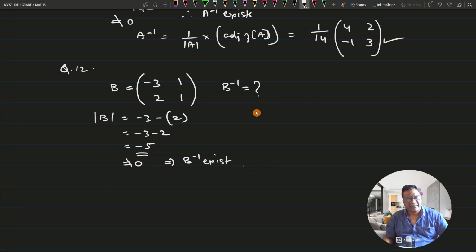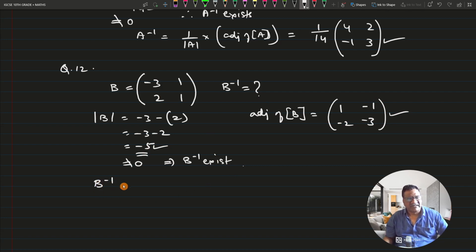Now let us try to find the adjoint of this matrix B. By the shortcut method, the adjoint of this matrix B will be, I'll swap these two elements on this principal diagonal and make this 1 and minus 3. And on this other diagonal, I'll change the sign only. So this will become minus 1 and minus 2. So this is my adjoint. This is my determinant of matrix B.